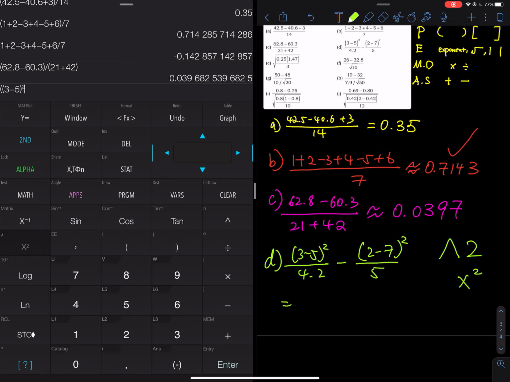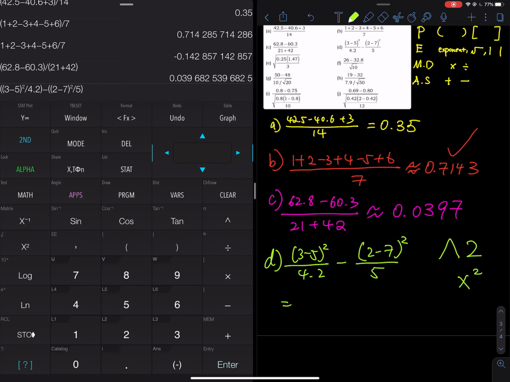To do this, that is a shortcut key to type a square, and then divided by 4.2, and then close parenthesis. The reason I use an extra parenthesis, which is not stated in the problem, is because I want the calculator to treat this as one job. All right, and then you subtract, open parenthesis again, 2 minus 7, close parenthesis, and then I'll wrap this right here, and then divided by 5.